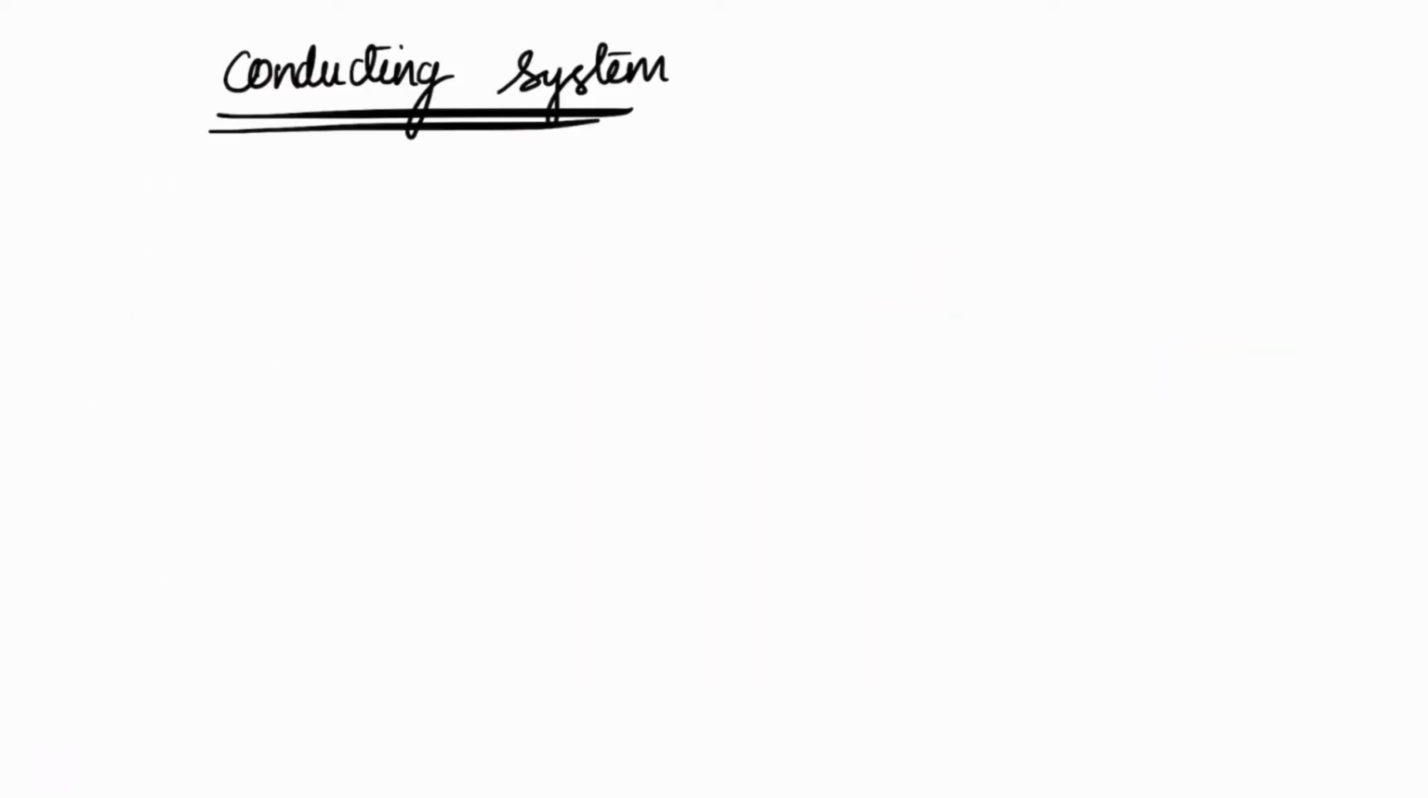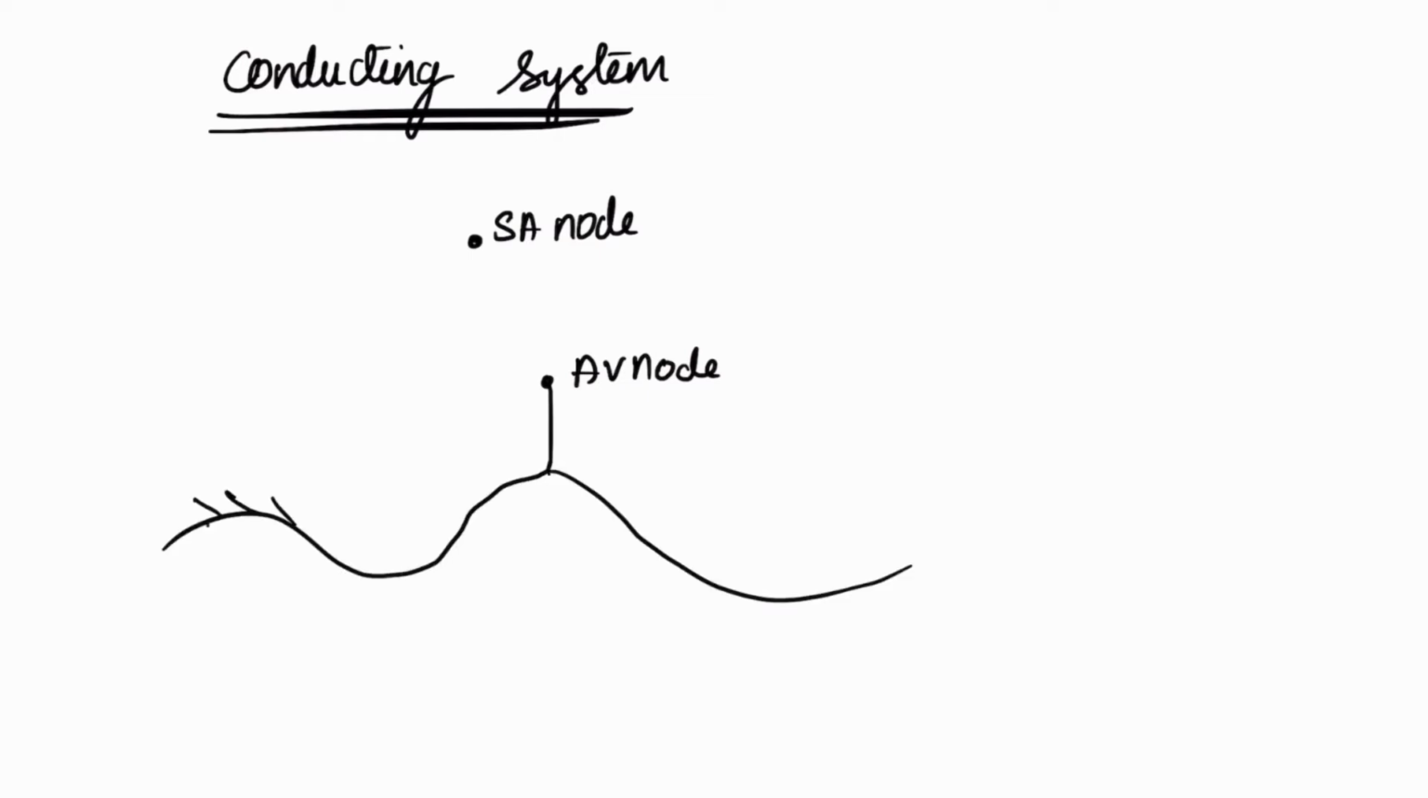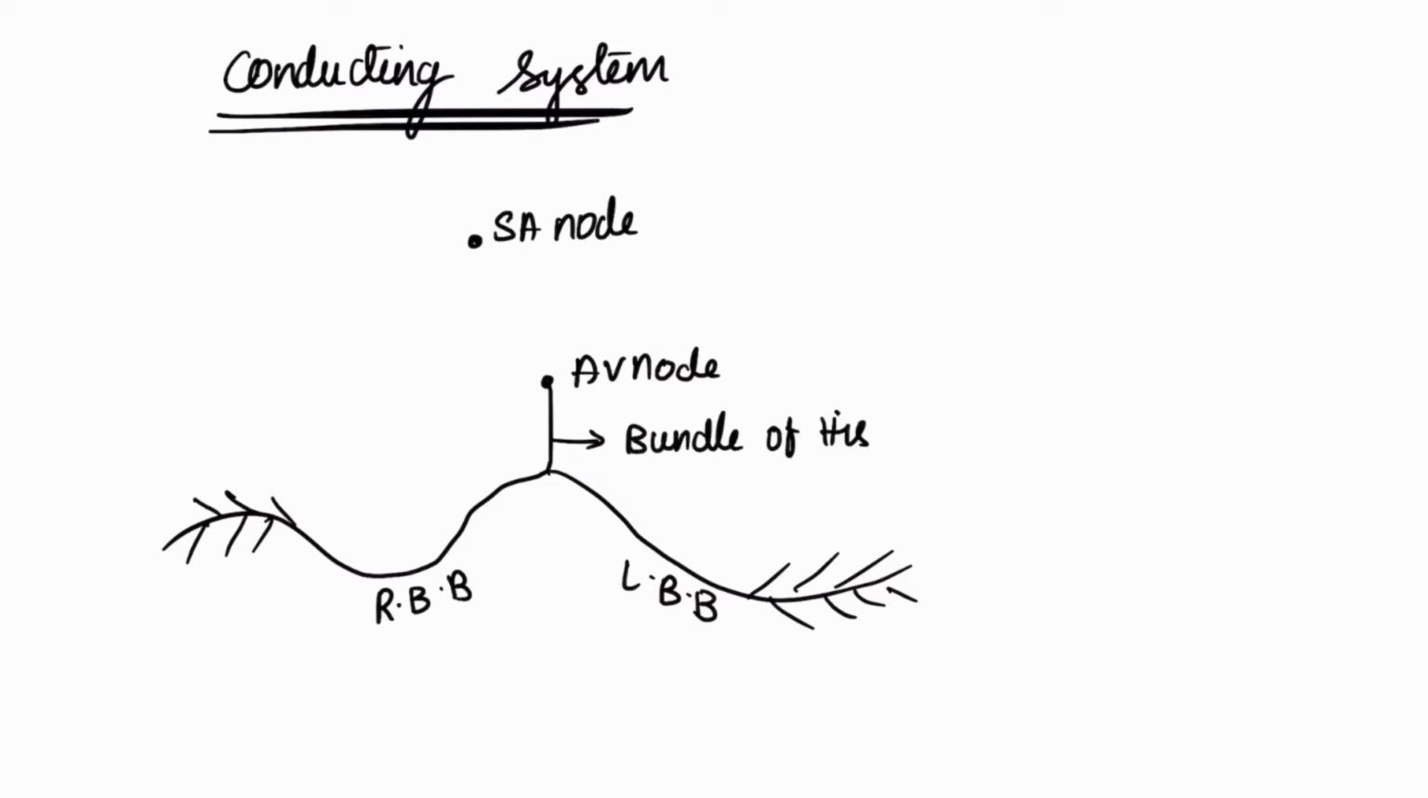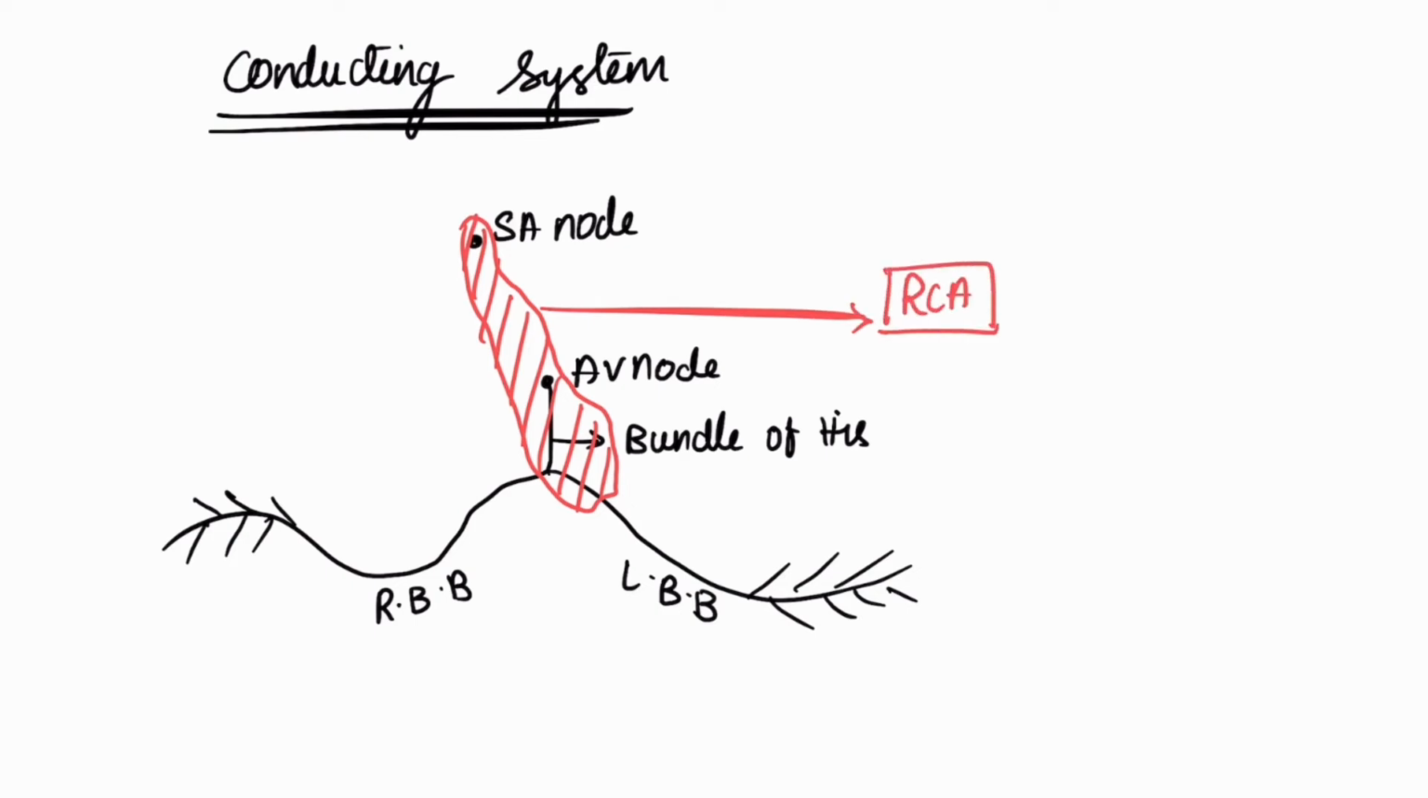Now let us look at the conducting system. As we already know, we have the SA node, the AV node, and the bundle of His, and from here we get the Purkinje fibers, the right bundle branch and the left bundle branch. And this is the bundle of His. Now let us see what arteries supply this conducting system. The area which I marked here is supplied by the right coronary artery, and the remaining area is supplied by the left coronary artery.